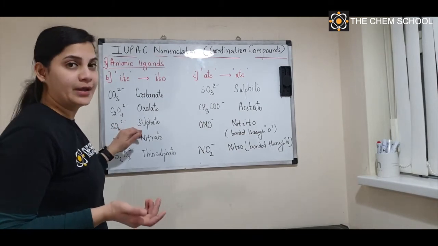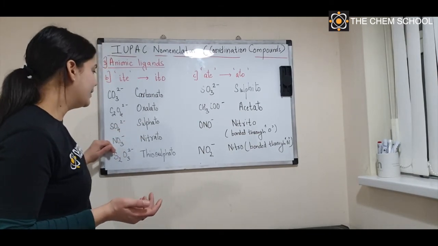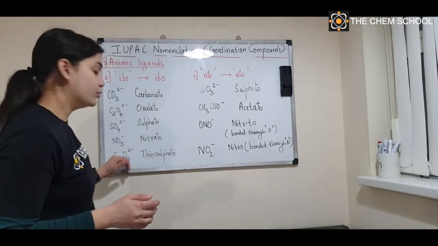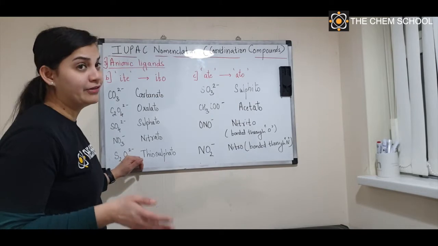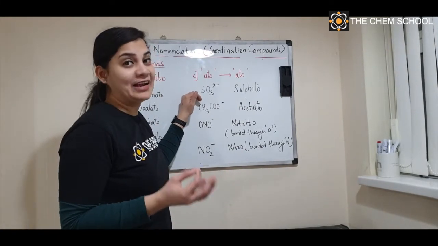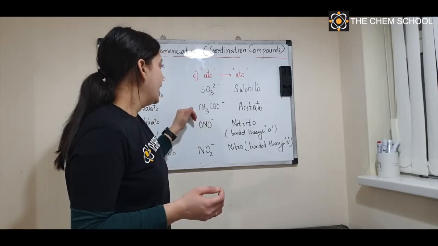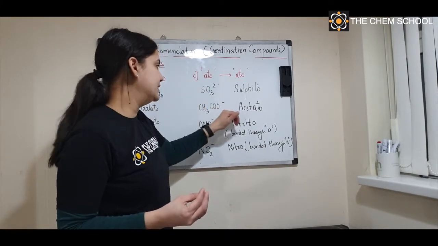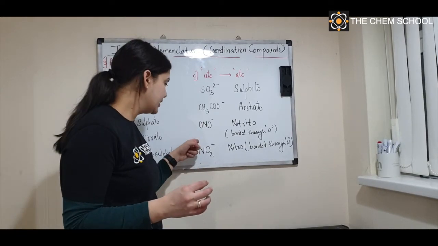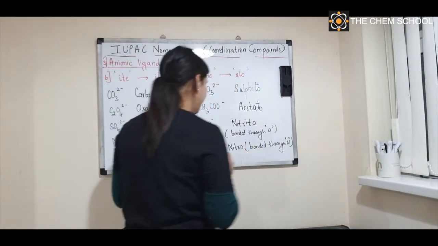SO4 2 minus sulfate becomes sulfato. NO3 minus nitrate becomes nitrato. S2O3 2 minus, that is thiosulfate, becomes thiosulfato. Okay, SO3 2 minus sulfite is sulfito. Then acetate is acetato. Now NO2, if you have, your nitrogen is going to have a pair of electron.